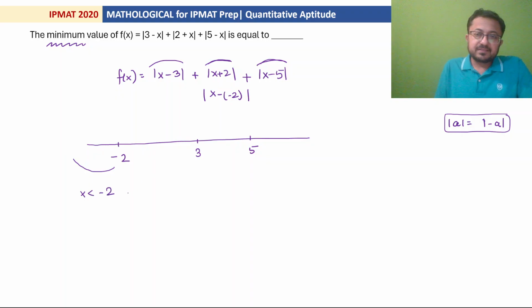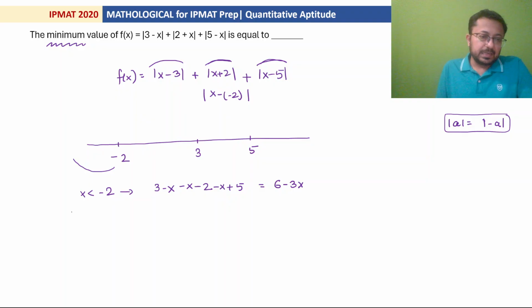Okay, so if x is less than -2, in that case all the modulus will be opening with a negative sign. So f(x) will be equal to mod of x minus 3 open होगा negative sign के साथ, so this will be 3 minus x, plus x plus 2 will also open with the negative sign, यानी कि minus x minus 2. Mod of x minus 5 will also open with a negative sign, so this will be minus x plus 5. So effectively this will be 3 minus 2 plus 5, यानी 8 minus 2, 6 minus 3x.